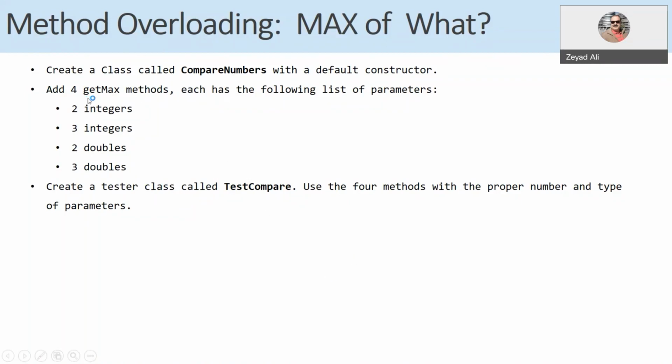And you have 4 getMax methods, but one takes 2 integers, the other takes 3 integers, the third takes 2 doubles, and the fourth takes 3 doubles. This is fine. You can do this. But you cannot do one method with the same name and same number of attributes. Or the same number of attributes is fine, but they should be different types of attributes.